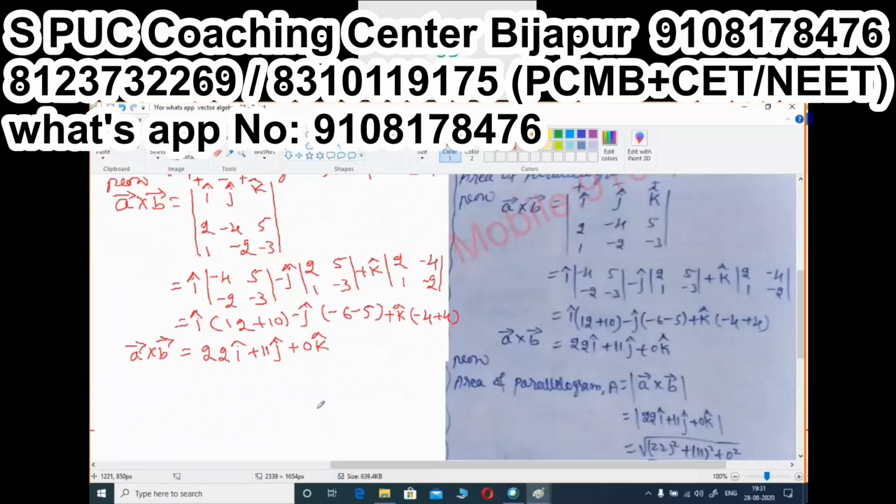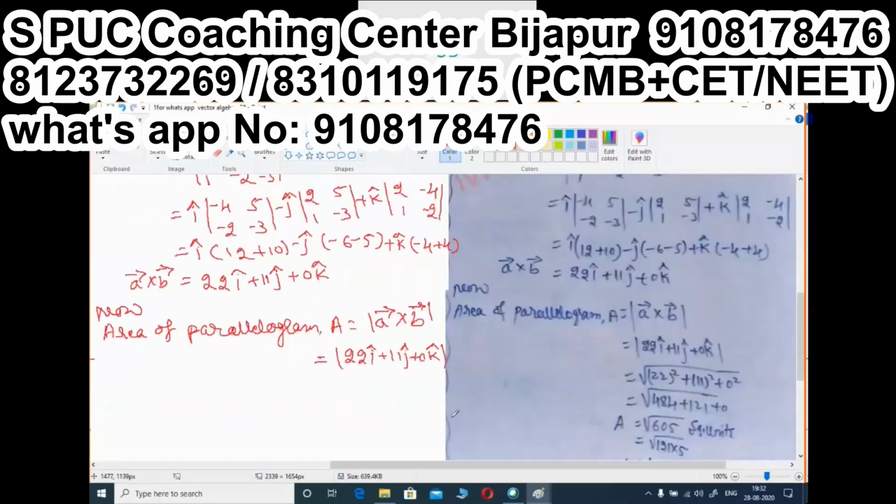Let us carry on. You write the formula once again. The area of parallelogram A is equal to modulus of a cross b. So whatever a cross b you obtained, write it in the modulus, that is 22 i cap plus 11 j cap plus 0 k cap.